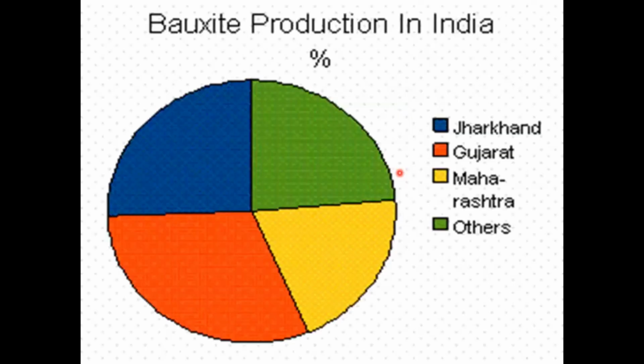But if we see, changes have taken place recently, and in bauxite, Jharkhand, Gujarat, Maharashtra have taken the main lead. So Gujarat, Chhattisgarh, Madhya Pradesh, and Maharashtra are the major producers.